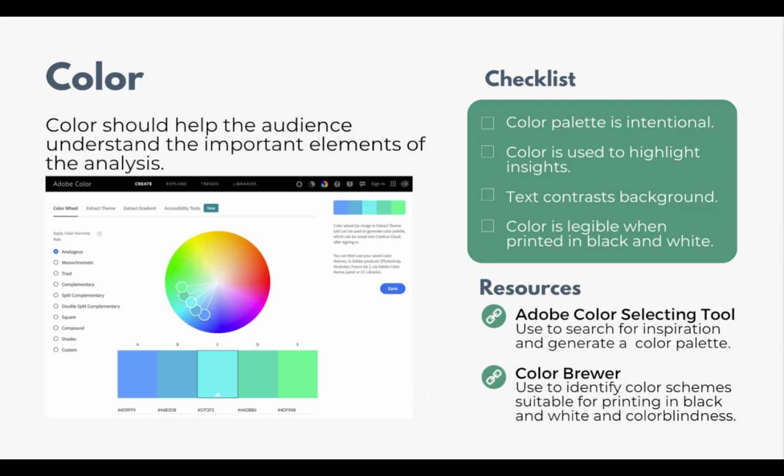And there's a couple resources here. There's a color selecting tool where you can generate a palette of colors that really complement each other. And then there's ColorBrewer, which you can use to think about how things appear in black and white, or for those who may be colorblind.